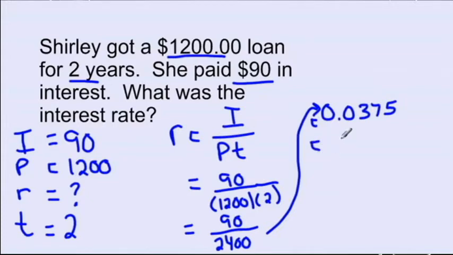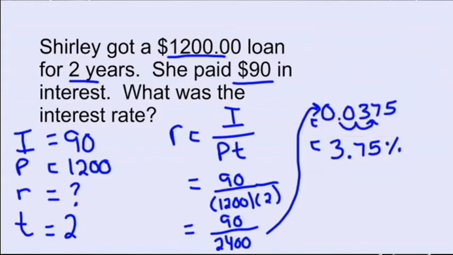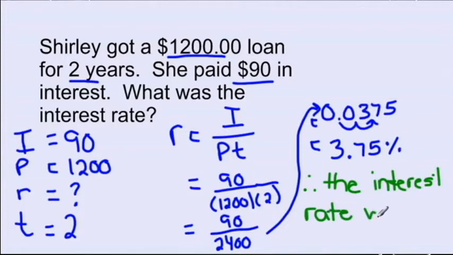If we wanted it as a percent, we would just move the decimal place over 2 spots, and that's going to give us 3.75%. If you wanted, you could take that number in your calculator and just go ahead and multiply it by 100 to find 3.75%. Because it's a word problem, I'll write my therefore statement. And I'll answer the question, what was the interest rate? So therefore, the interest rate was 3.75%.